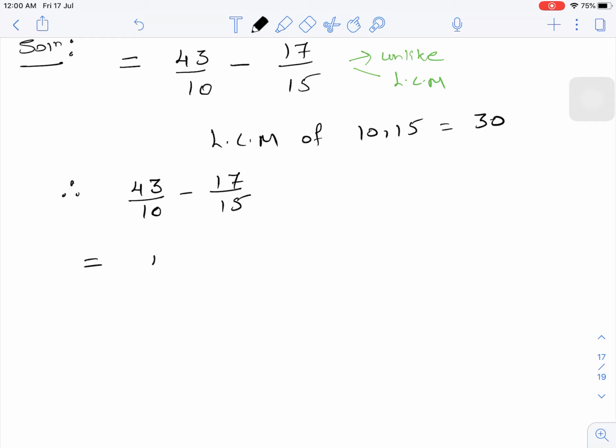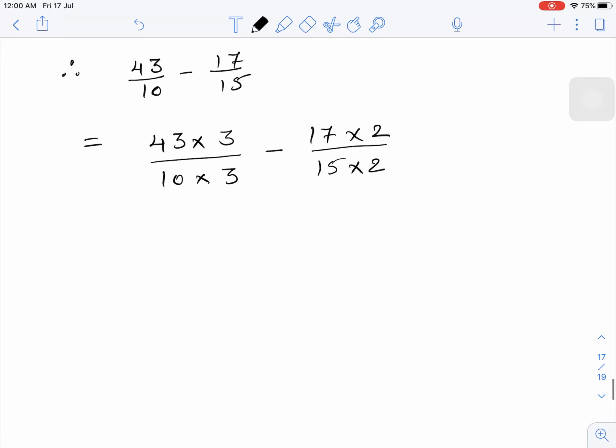So for that what we are going to do, 43 multiplied by, 10 multiplied by, 17 multiplied by, and then here further 15 multiplied by. Now 10, by what number you will multiply 10 so that you will get 30? So we know that 10 threes are 30, so the same number we will write here. Similarly, now here you can see that 15, now by what number you will multiply 15 to get 30? So 15 twos are 30, so the same number we will write in numerator.